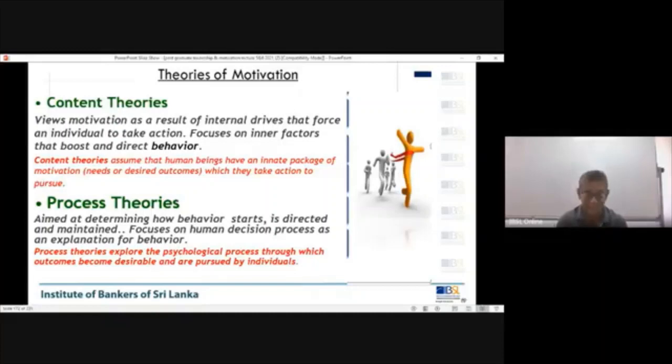Those are content theories. And "why do you love me?" Those are process theories. It's very difficult, right? There are two types of theories about motivation, content and process.